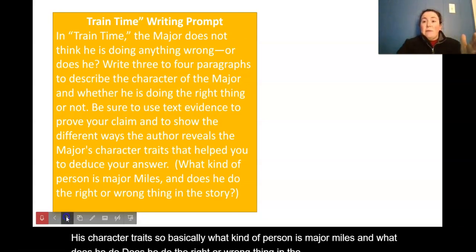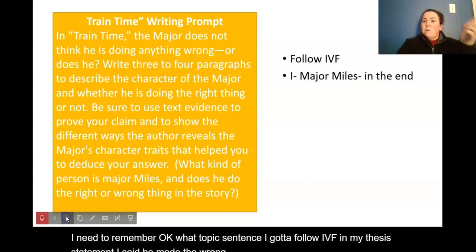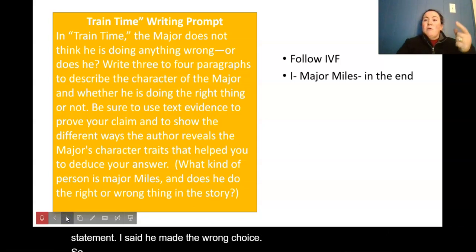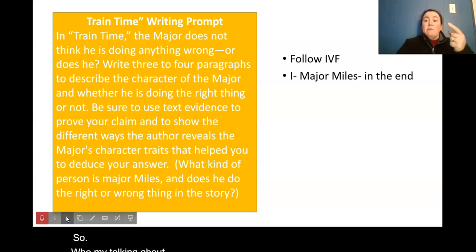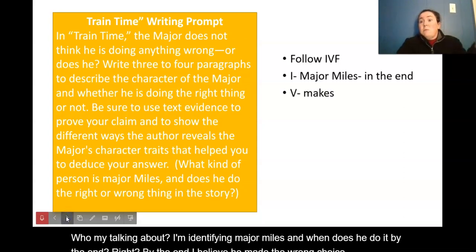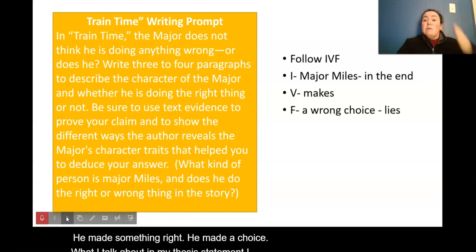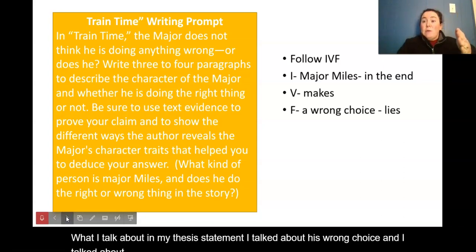So if I was doing this, I need to remember, okay, for my topic sentence, I've got to follow IVF. In my thesis statement, I said he made the wrong choice. So who am I talking about? I'm identifying Major Miles. And when does he do it? By the end, right? By the end, I believe he made the wrong choice. So my verb is makes. He made something, right? He made a choice. What did I talk about in my thesis statement? I talked about his wrong choice, and that wrong choice is that he lies.